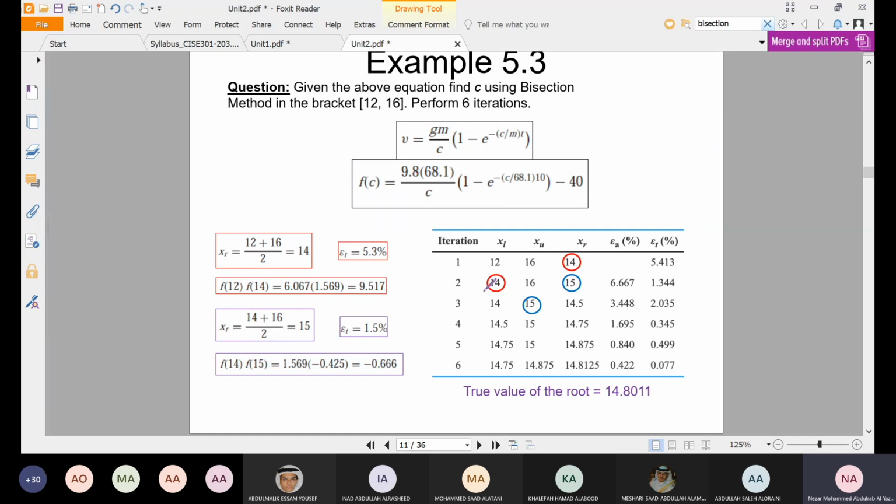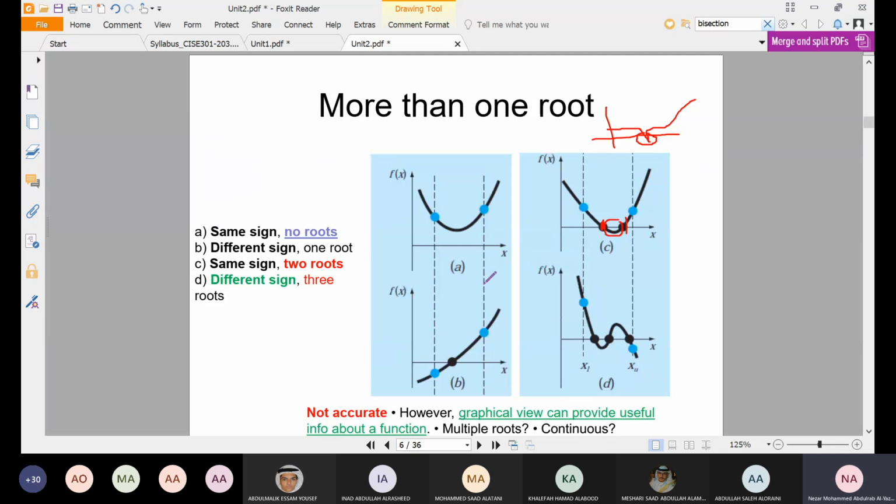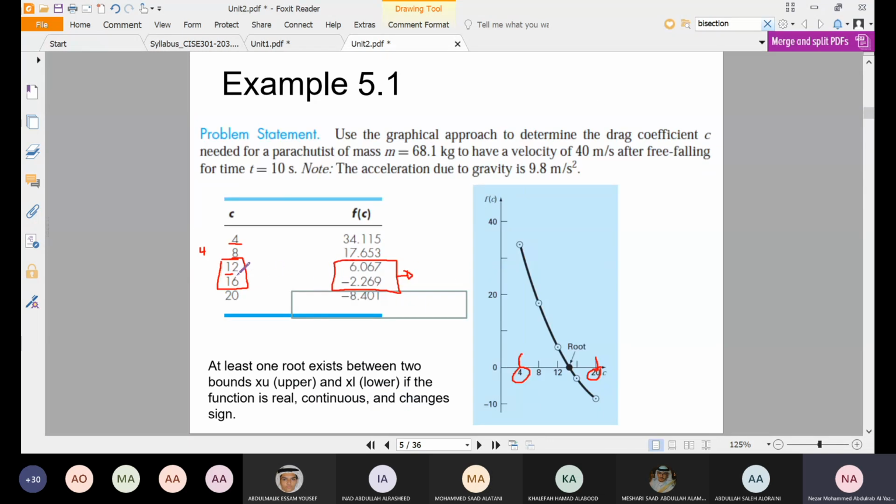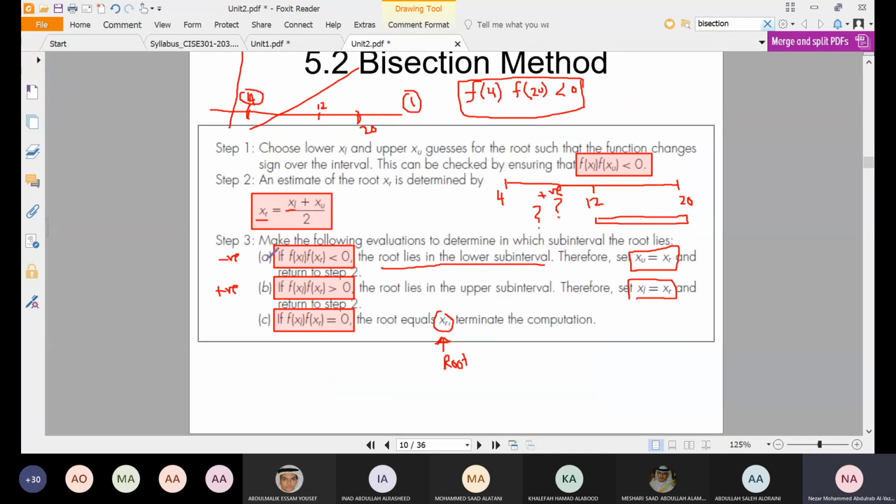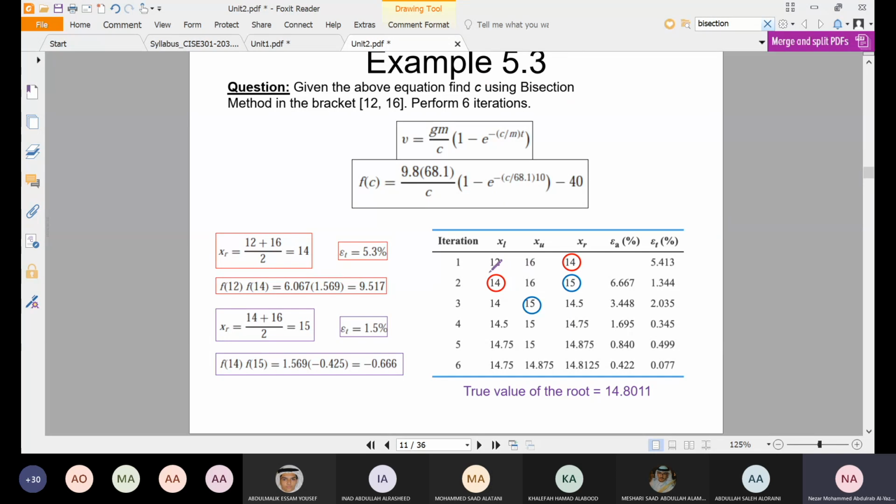When we check the table here, we find that the root is located between 12 and 16. We might start from this initial guess. So here the lower limit is 12 and the upper limit is 16. The first step, I will compute xr, the midpoint. So I will take 12 plus 16 over 2, this will equal 14.